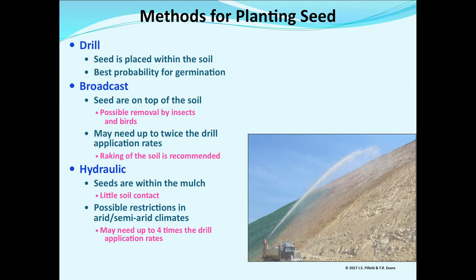But in arid and semi-arid climates and areas where you're not getting as much moisture, you may have to use up to 4 times the drill application rate, so up to 4 times the amount of seed as you would if you used the drill itself. But this works great in areas, especially if you tend to have steeper slopes or areas that you may not be able to get a drill onto. I mean, that's going to be probably your primary way of doing it no matter what.